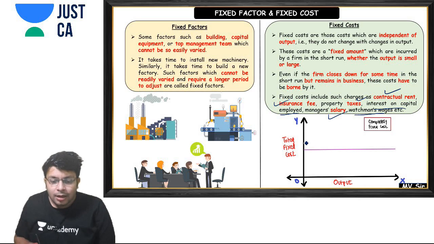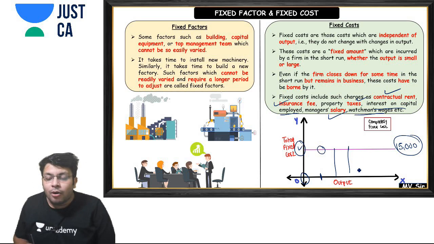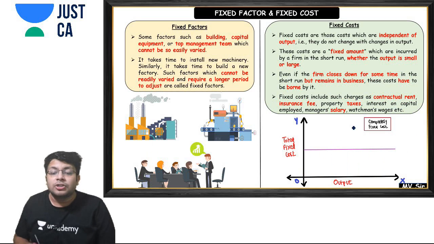Now have a look at what is happening. For example, if your fixed cost is 15,000, even if you produce 0 units, you will still have to pay 15,000. If you produce more than 0 units, you will still have to pay 15,000. So whatever the amount of output, your fixed cost will remain constant. That is why the fixed cost curve is a horizontal line.